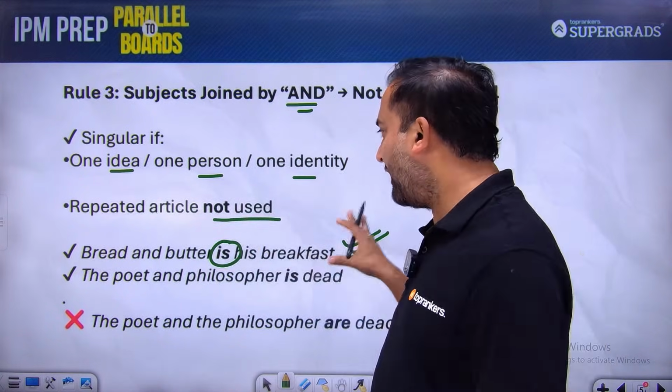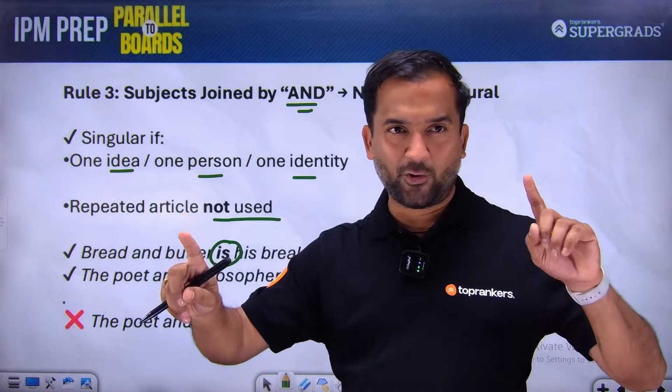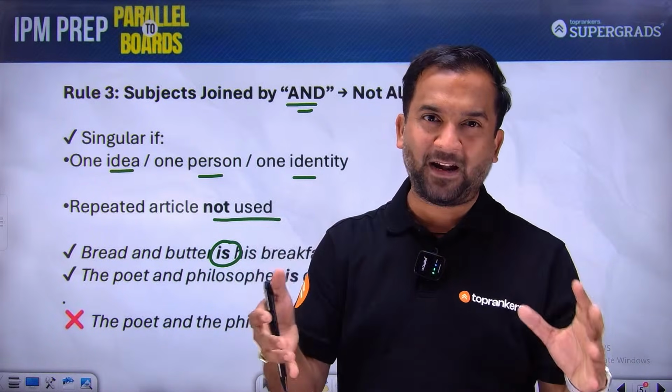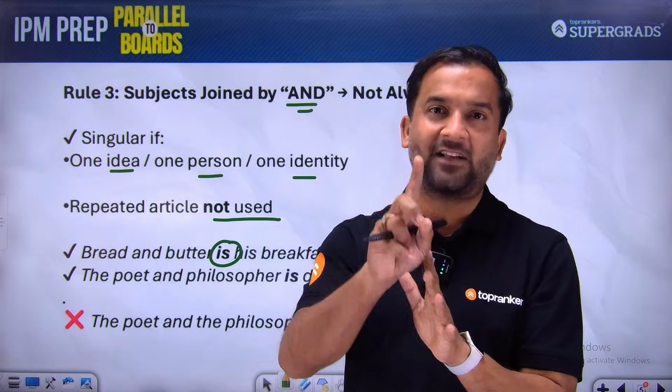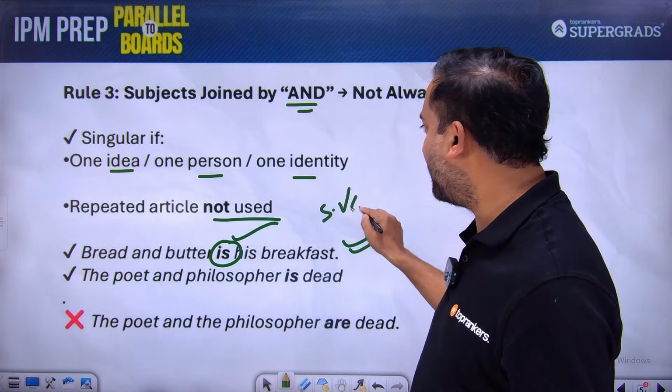Bread and butter is his favorite breakfast. Not bread, not butter, but the combination of bread and butter. So bread and butter here is acting as a dish. So isliye you will use a singular verb in this case.